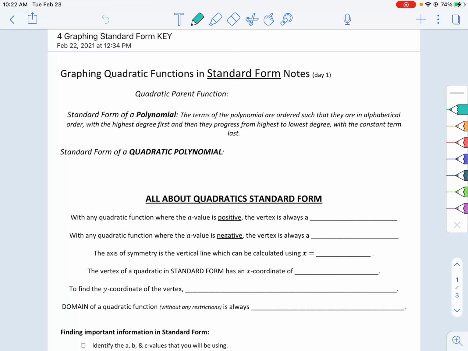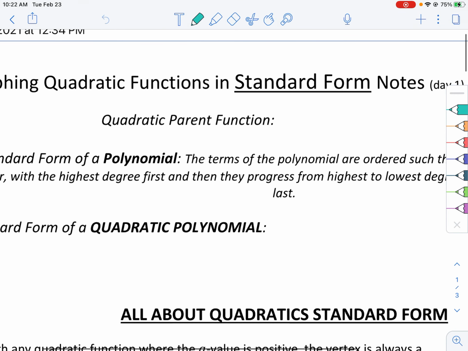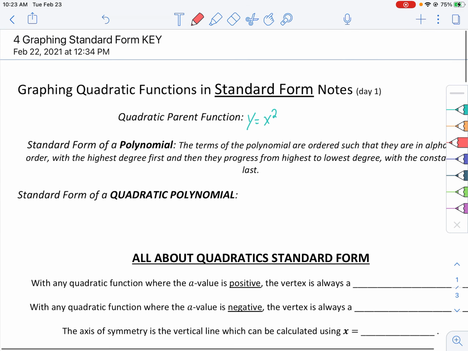So, today we're looking at graphing in standard form, specifically graphing quadratics in standard form. Let's first review the quadratic parent function. That quadratic parent function is y is equal to x squared. All right, the most basic quadratic function, everything comes from this quadratic function.